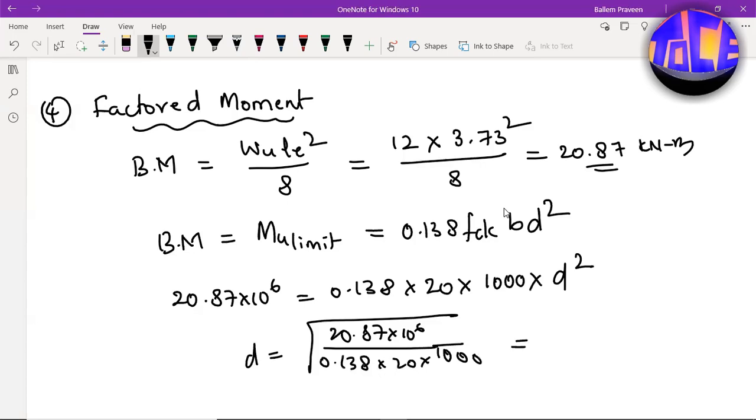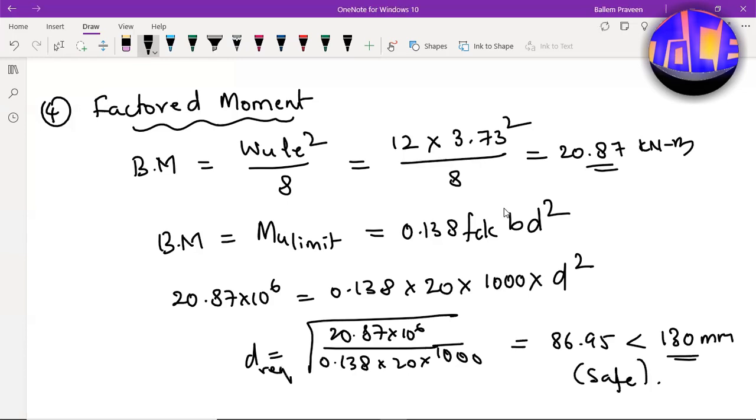So your d will be 86.95. The provided depth is much greater than this. How much have we provided? d is 130, right? So 130 mm we have provided, which is greater than the required value. Therefore, it is safe.